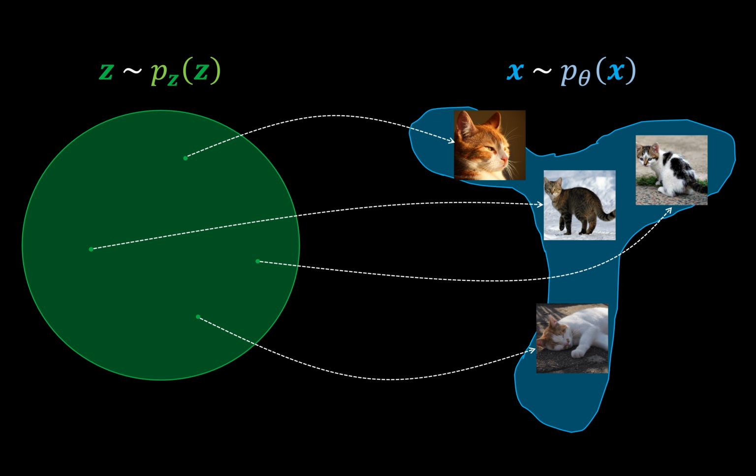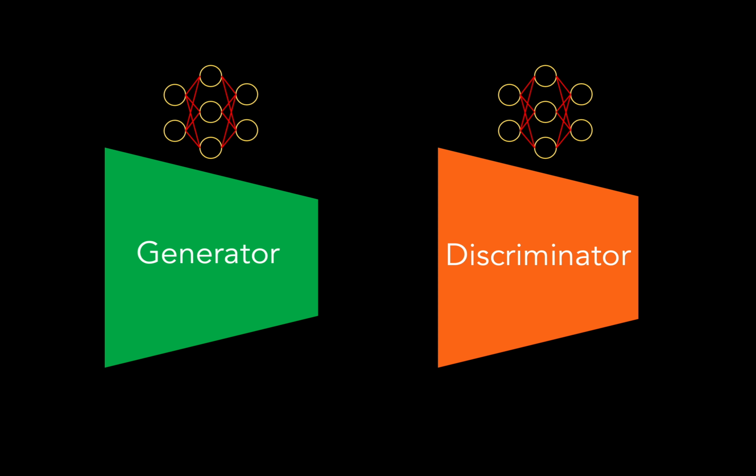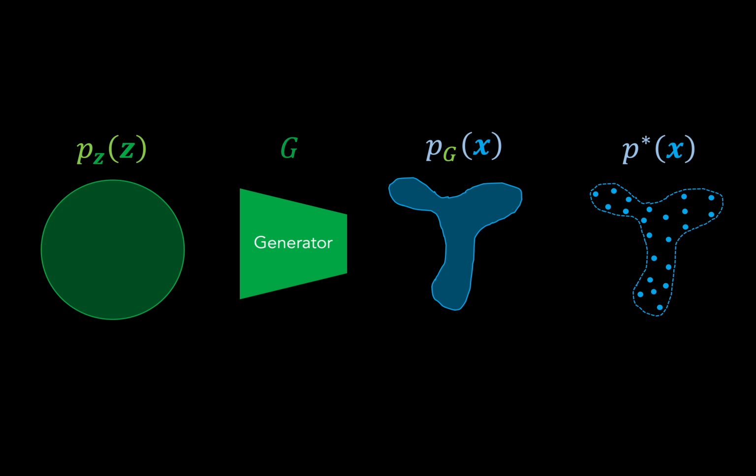So how does a GAN work? Well, basically, as we've mentioned, we have two models, a generator model G and a discriminator model D, both typically built as deep neural networks. Our generator maps our noise distribution in latent space to some generated distribution in data space, PG, which we want to align as closely as possible with our target distribution P star. In other words, we want our generated samples to be indistinguishable from our real samples.